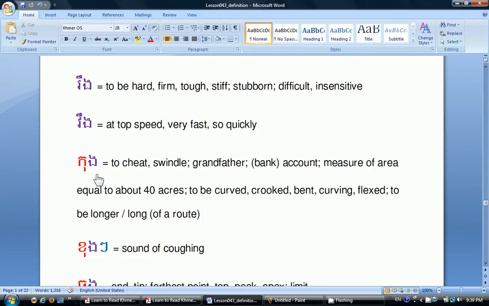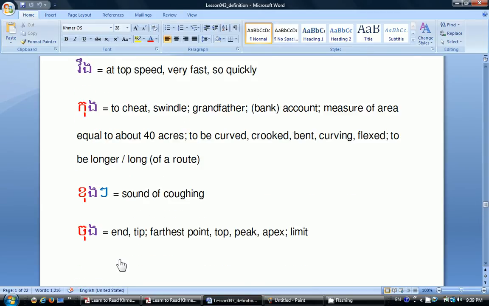Gong means to cheat, swindle, grandfather, bank account, measure of area of about 40 acres, to be curved, crooked, bend, curving, flex, to be longer or long of a route. Again, this symbol means we have to read the word before it twice. So in this case, we would read kong kong, which means sound coughing. Zhong means end, tip, farthest point, top, peak, apex, or limit.